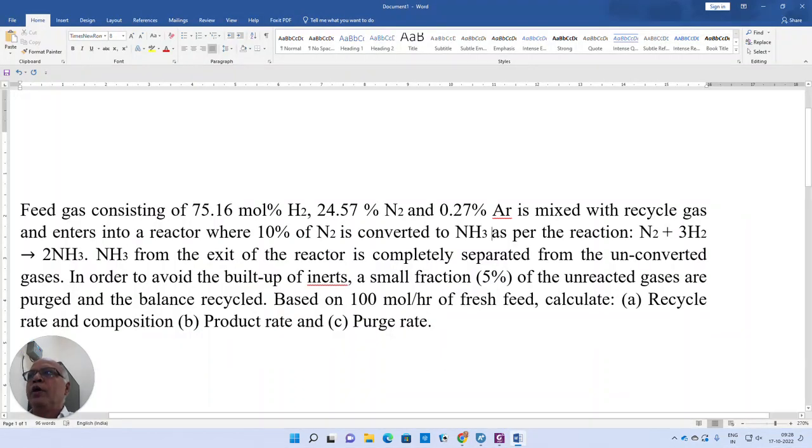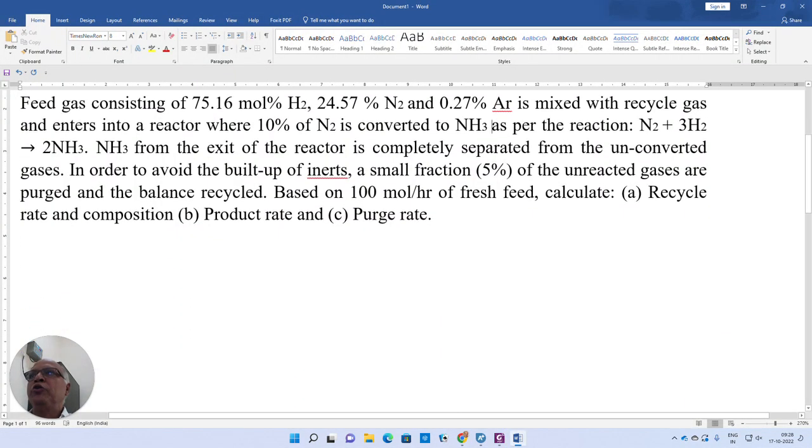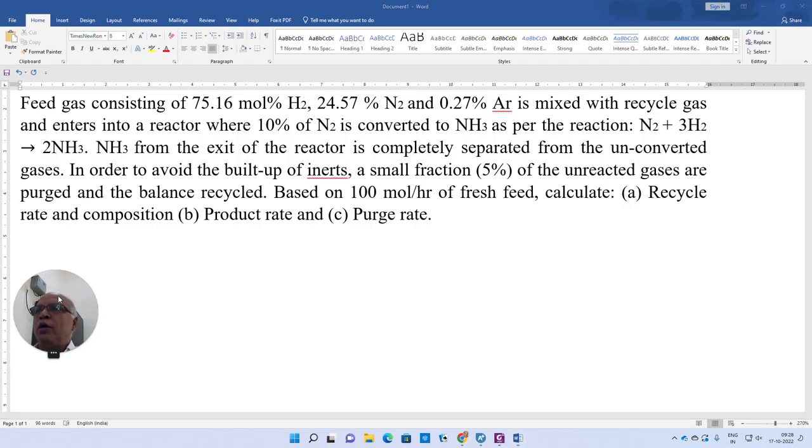Yeah, good morning. In this session, I would like to demonstrate a material balance problem involving recycle. You might have solved many such problems in your first course of chemical engineering, material and energy balances. Please try to look at what you are doing when you are solving such problems analytically, or in case you want to solve the problem by using a process simulator like Aspen.